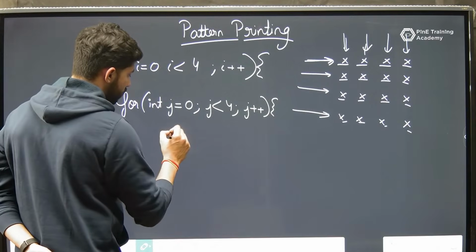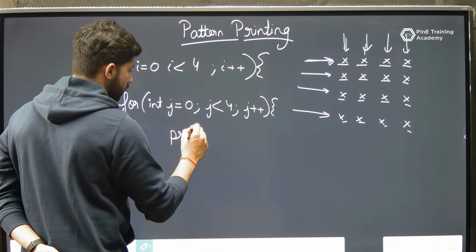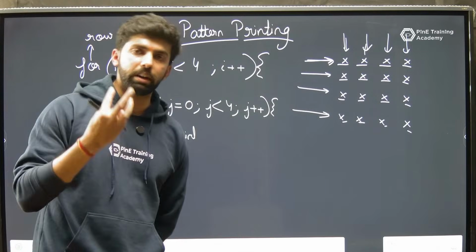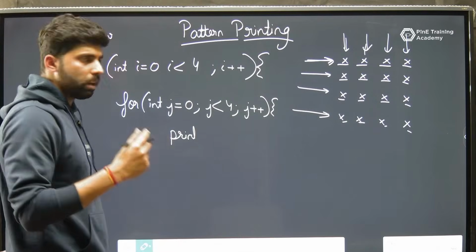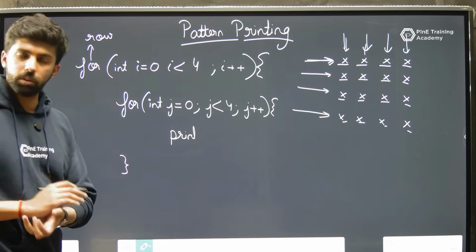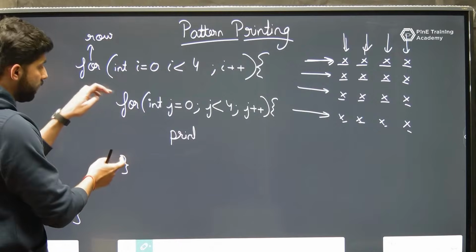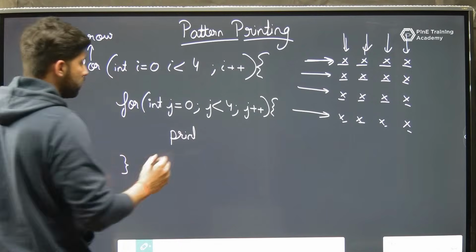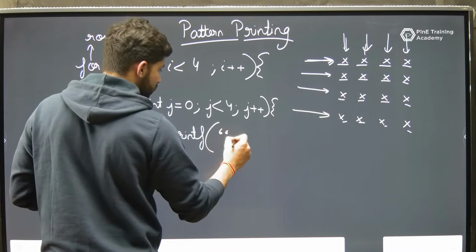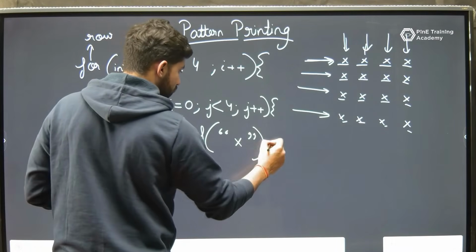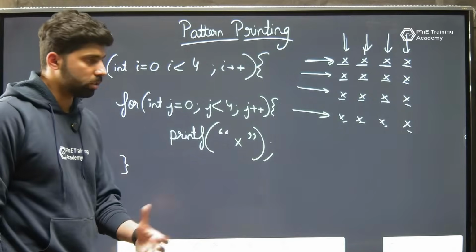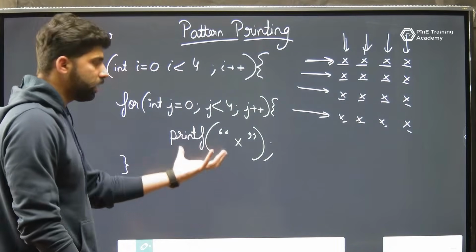So now what we actually want to print, which was our third step, whatever we want to print will be written inside this column loop. Okay, whatever we want to print will be written inside this column loop. So we want to print a simple cross, and this is how we can print it.